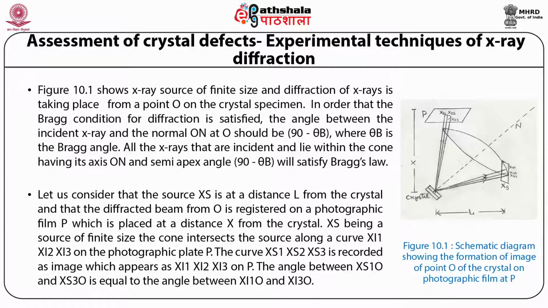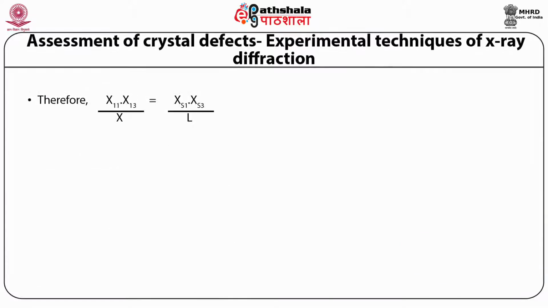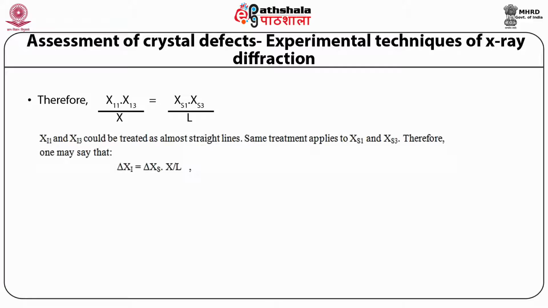The angle between XS1O and XS3O is equal to the angle between XI1O and XI3O. Therefore, XI1XI3 by x is equal to XS1XS3 upon L. XI1XI3 could be treated as almost straight lines. Same treatment applies to XS1XS3.